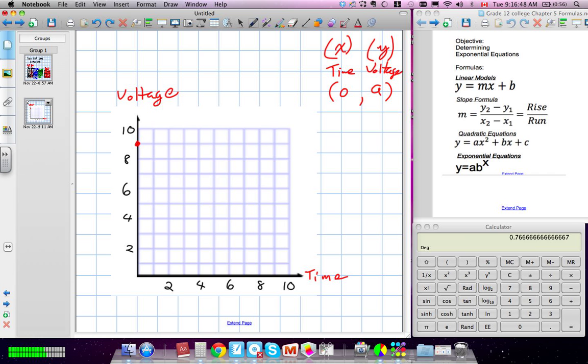So 0 and 9, this is our first model. Our next number was 2 and 7. Next one was 4 and 5.2. 6 and 3.9. 8 and 3. And then 10 and 2.3.